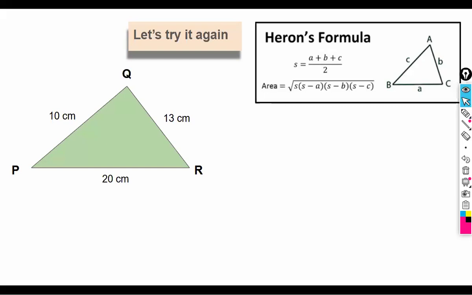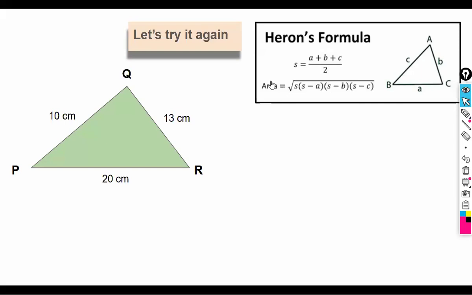I want you all to take down Heron's formula. I know it looks scary. You just take it down, and I will show you how to use it, right? Let me know when you're ready, right? By the way, this formula is given to you on the formula sheet. So that is good news, right?